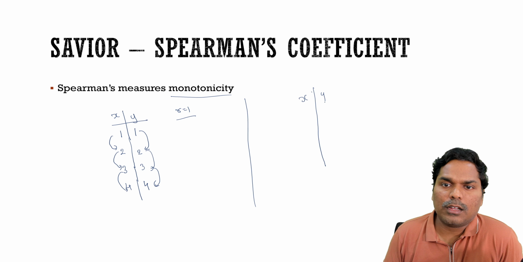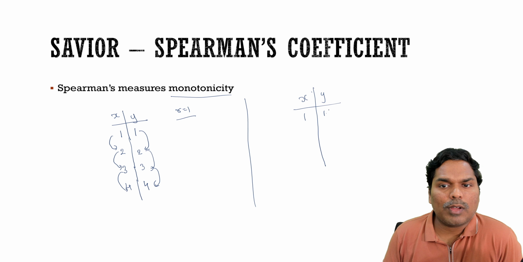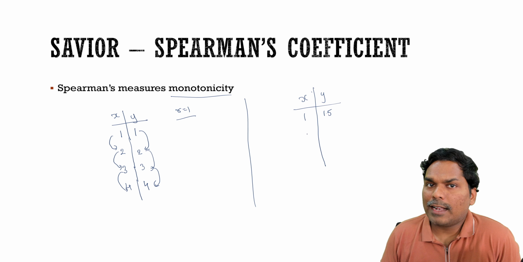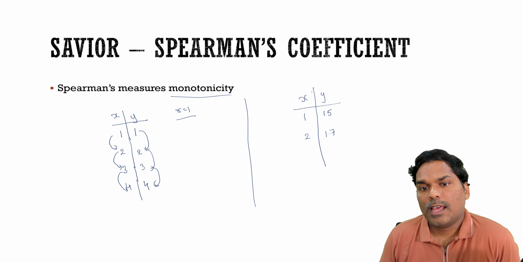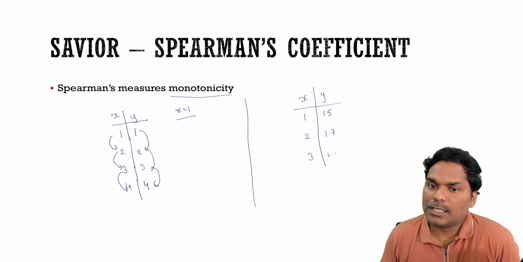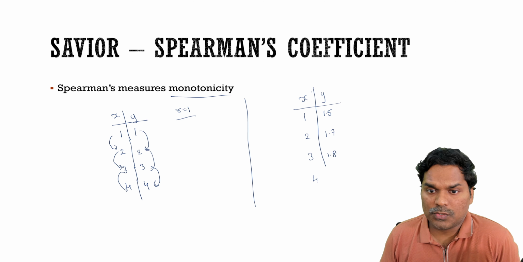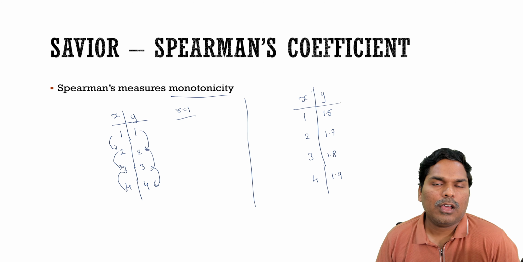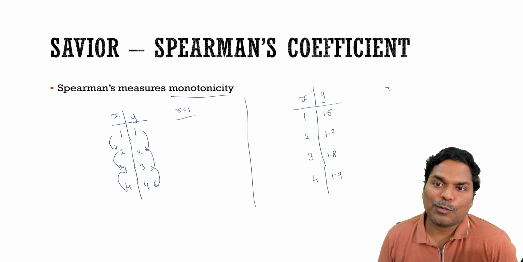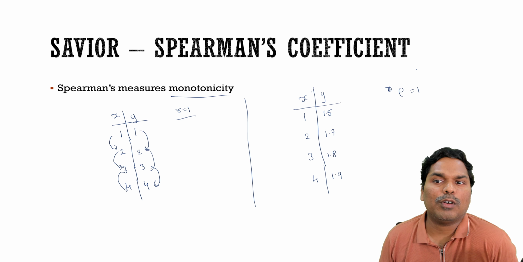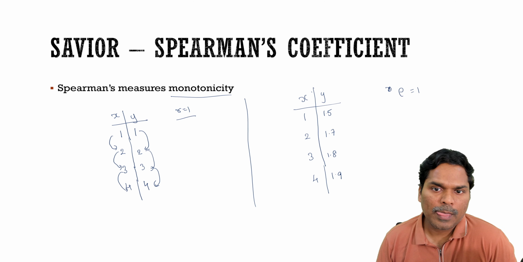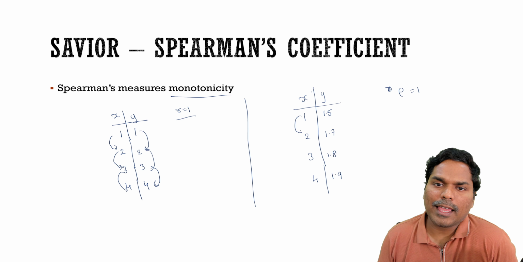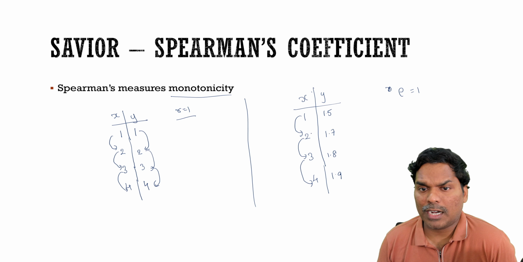So x and y are there. Let's assume x is 1, y is 1.5. And x becomes 2. Even if y becomes 1.7, that is fine. X becomes 3, y is still 1.8, that's fine. X becomes 4, y is just 1.9, still fine. You still call it, here you call it rho equal to 1. Rho is basically Spearman's. So it doesn't matter by how much I am increasing; what matters is whether you are increasing or not.